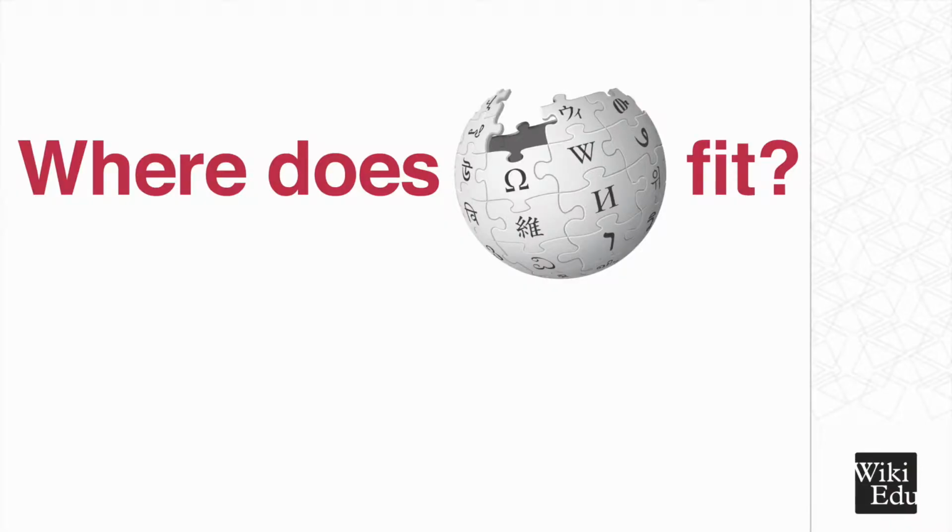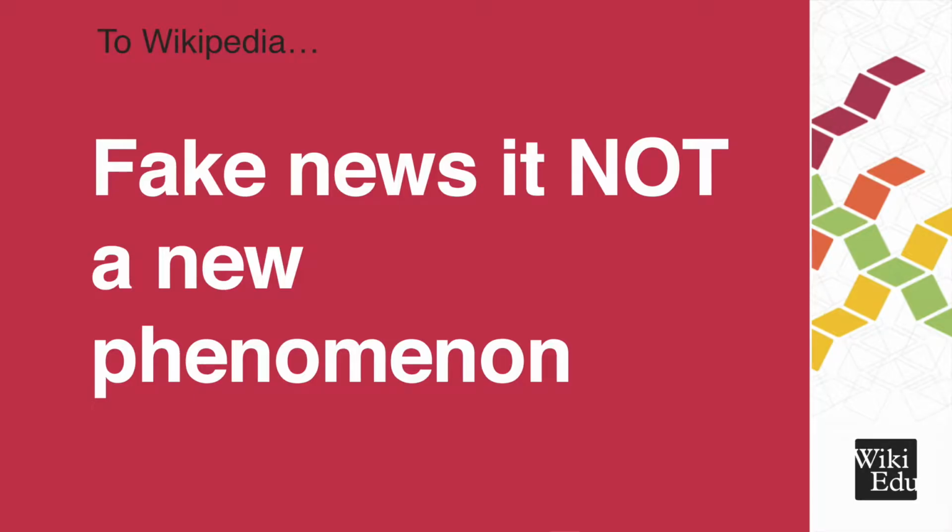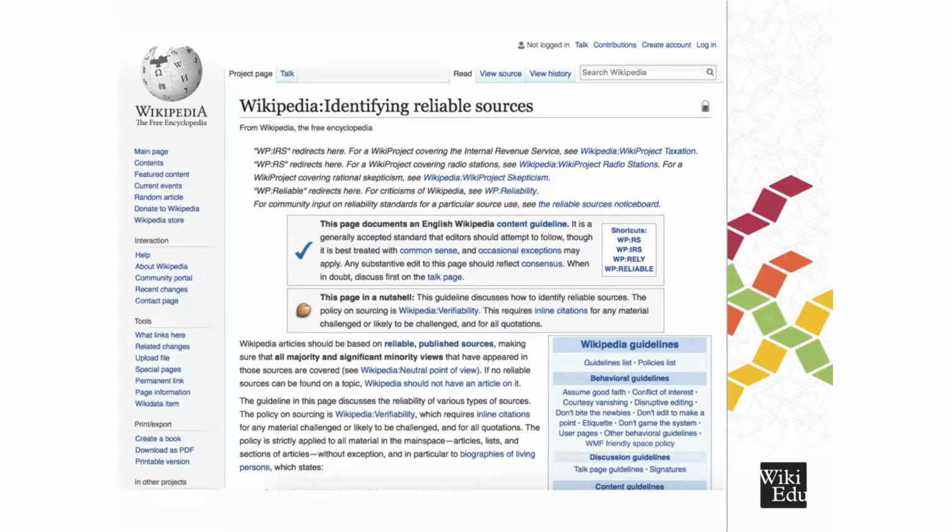That is where I want to take a step back and talk about where Wikipedia fits in, which is kind of exciting. First of all, to Wikipedia, fake news is not a new phenomenon. When the site was first curated 15 years ago, there was immediately a policy on how to use reliable sources, how to cite properly the information that we're sharing, and how to make sure that what we share is high quality. And yes, there are problems, and yes, the site is not perfect, but we take this very seriously.